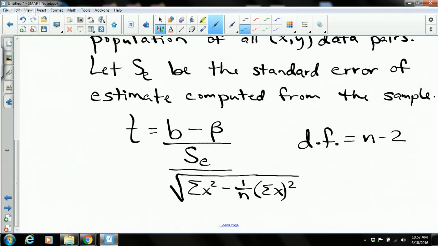So we can make inferences about it, okay, using a test of the null, which would be beta equals 0. If you want to see if there's a positive slope, you would do beta is greater than 0. If you want to see if there's a negative slope, you do beta is less than 0. And if you just want to test, is there a change in the y values as x increases, you would just do beta not equal to 0, okay?